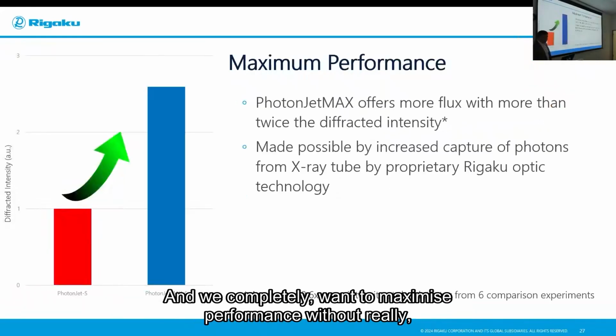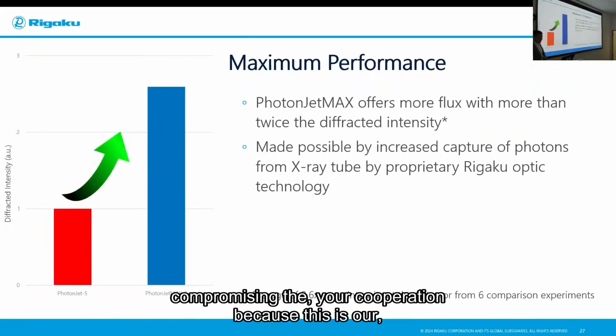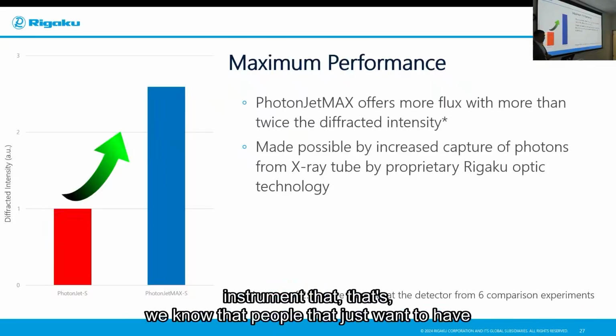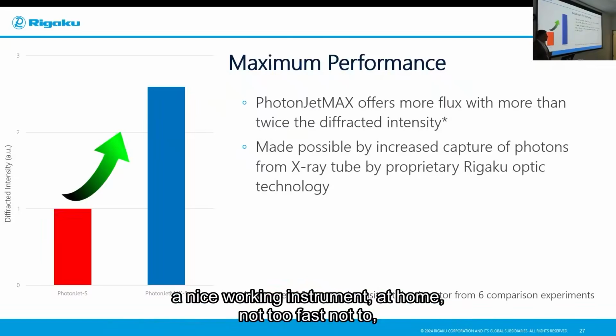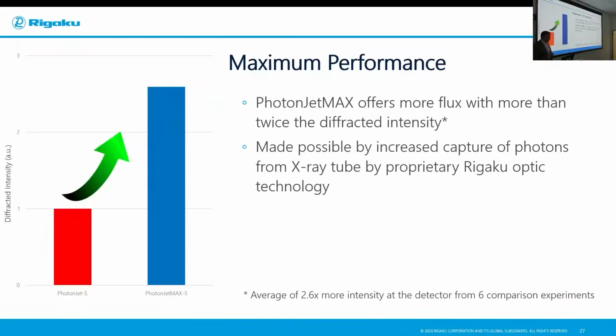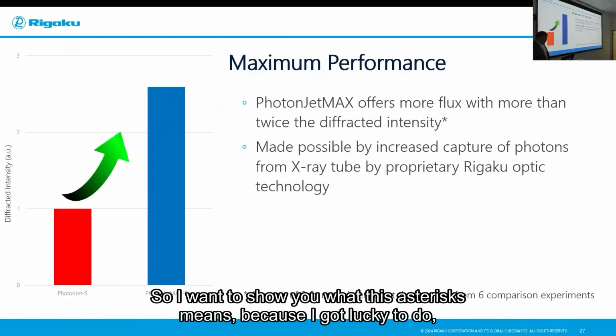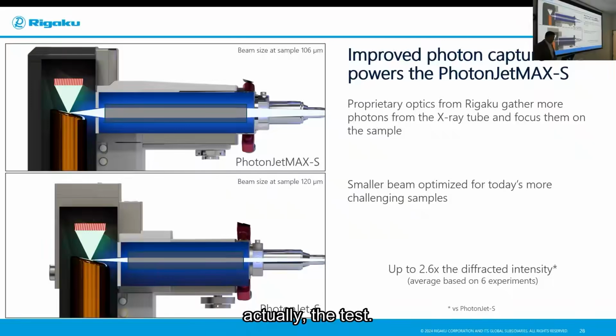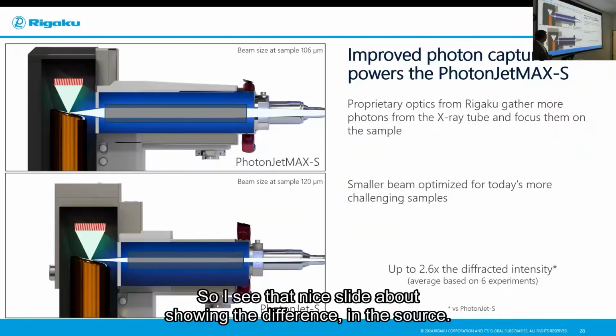And we completely want to maximize performance without compromising your operating cost, because this is our instrument for people who just want to have a nice working instrument at home, not too fast, not too expensive to run. So I want to show you what this asterisk means, because I got lucky to actually do the test. So Fraser did a nice slide showing the difference in the source.